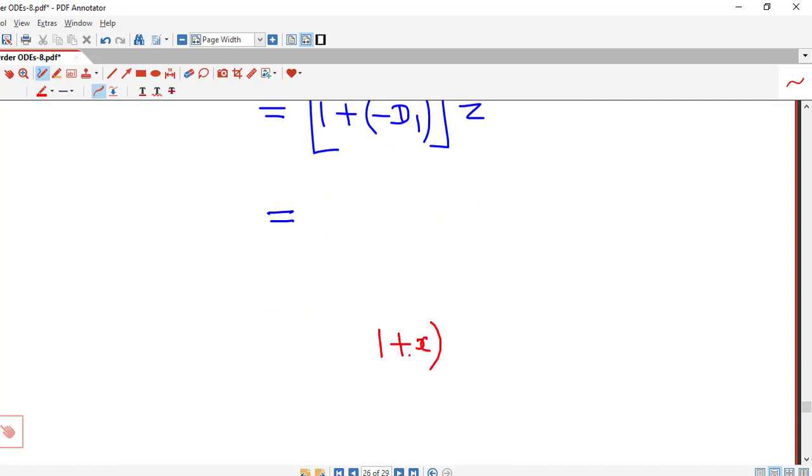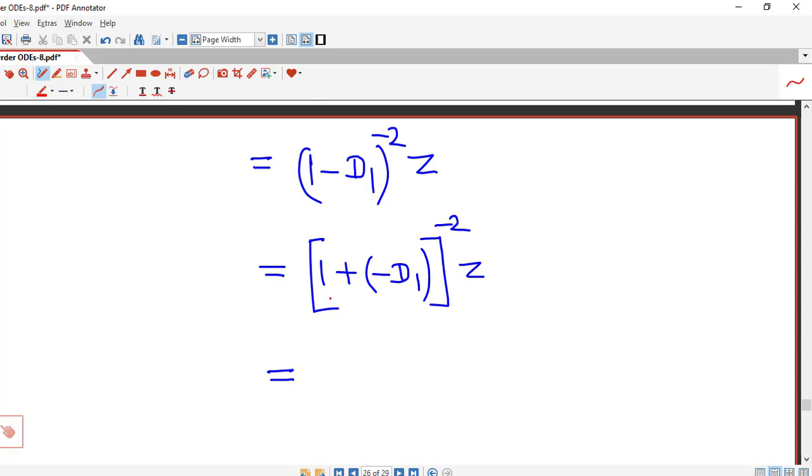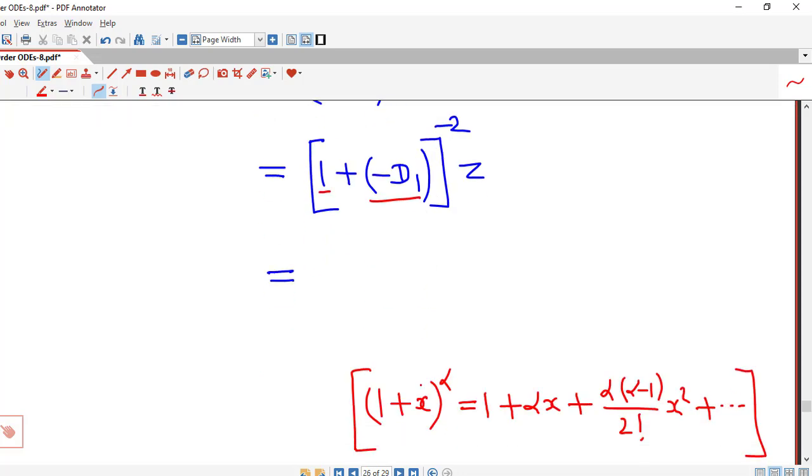The binomial series is (1 plus x) raised to alpha equal to 1 plus alpha x plus alpha into (alpha minus 1) by 2 factorial x square, and so on. So that is the reason why I have written 1 plus minus of D1 instead of 1 minus D1, so that I can compare. Instead of x I will put minus D1 and alpha is minus 2, and here we have a single power of z, so we have to write up to a single power of D1, because if we consider D1 square, then the derivative is going to be 0. So derivatives of z after the second derivative are 0.